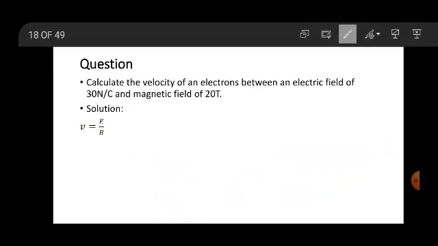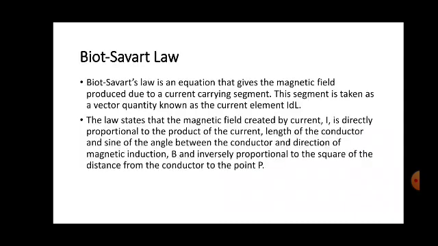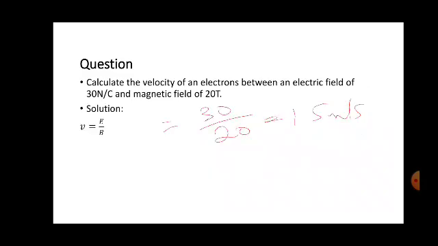Okay, look at this question here. It says calculate the velocity of an electron between an electric field of 30 Newton per coulomb and a magnetic field of 20 Tesla. The solution is simply V equal to E over B. So my E is 30 Newton per coulomb, my B is 20, so everything there gives me 1.5 meter per second. I think this is quite straightforward. Okay, so this is where we come to the end of this particular class. Thank you.